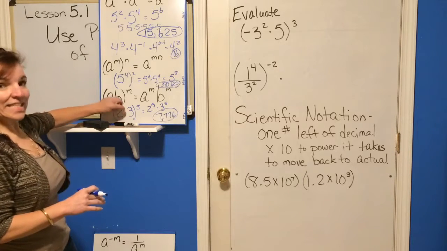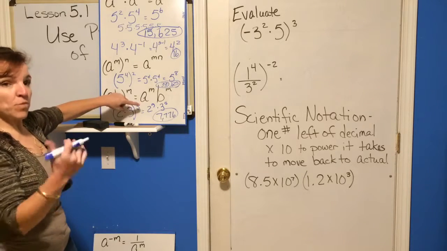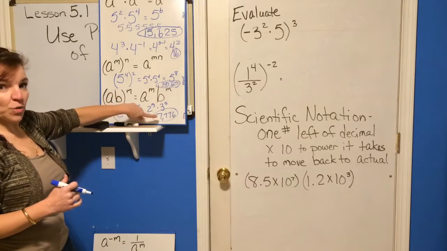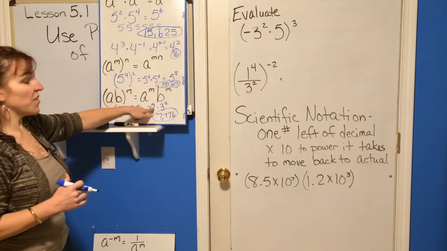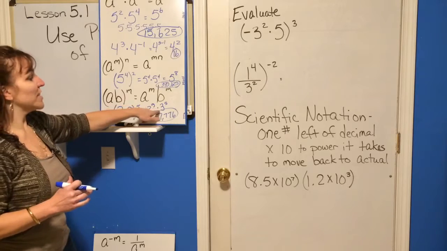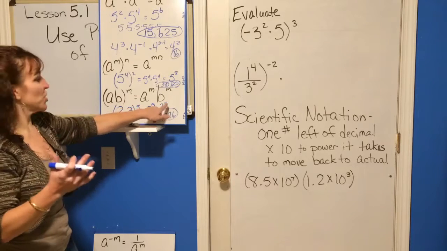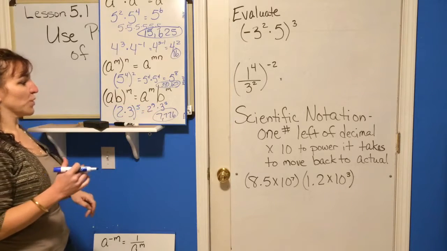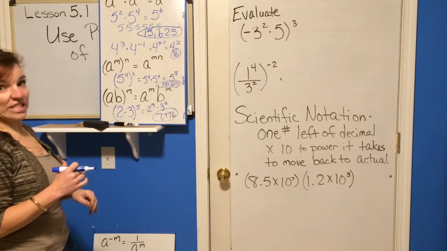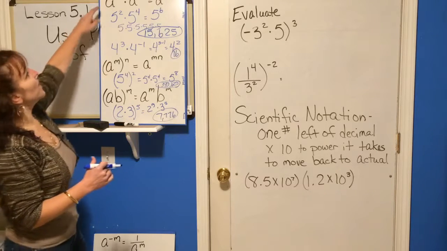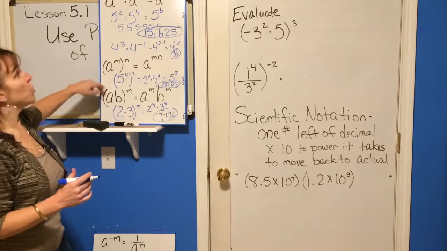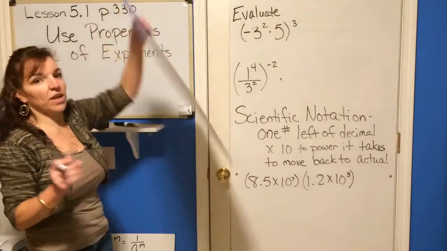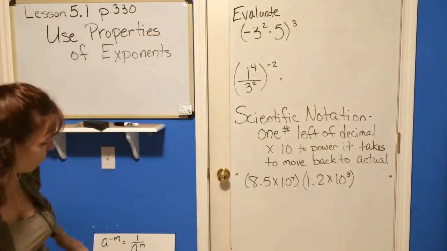Take 2 times 3 is 6. Take 6 to the 5th. And see, you should get 7,776. And then take 2 to the 5th and get that answer. And then take 3 to the 5th and get that answer. And multiply those together, and you should also get 7,776. All right, so these 3 properties should be in your notes. All right, you should have those 3. If not, back up and get them.